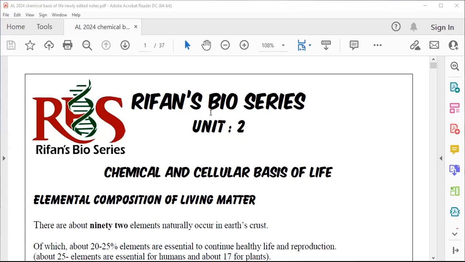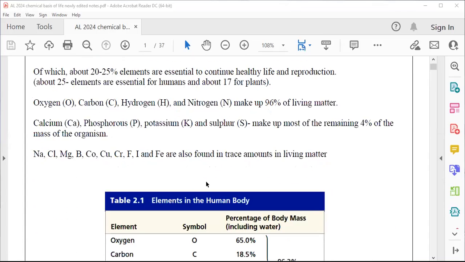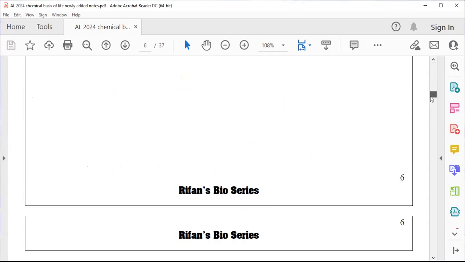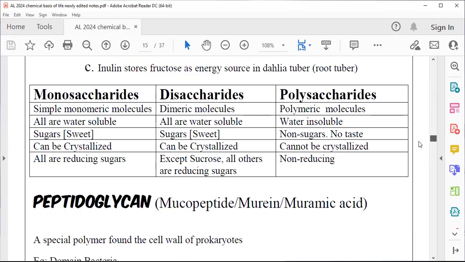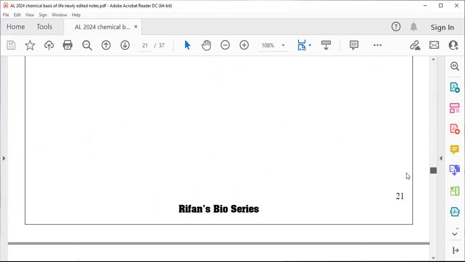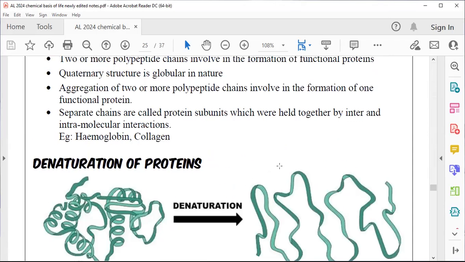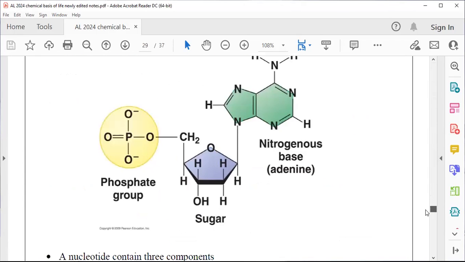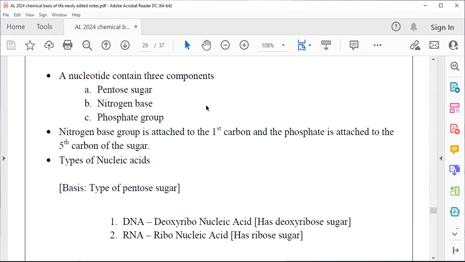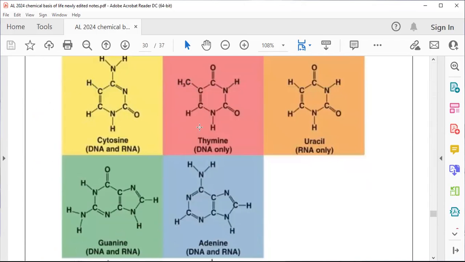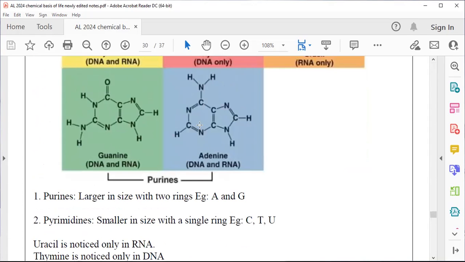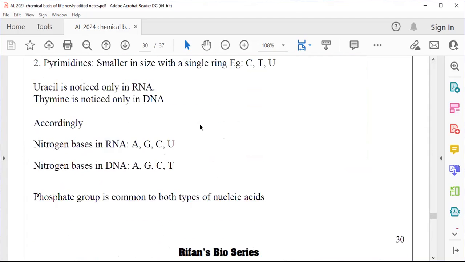These days we are working on the chemical basis of life. In the last class, I have already started to discuss the nucleic acids. We are here. Nitrogen bases, these things I have already explained to you.